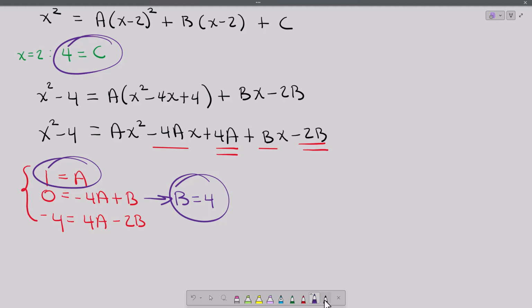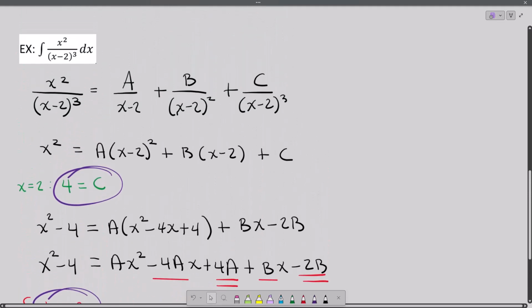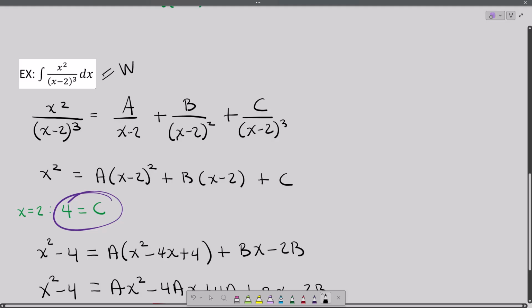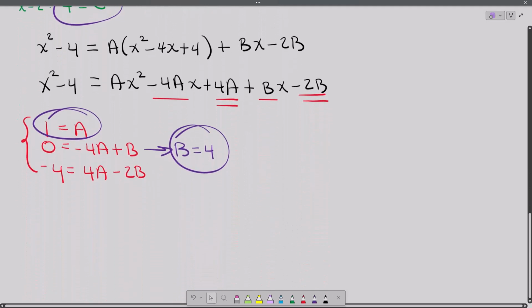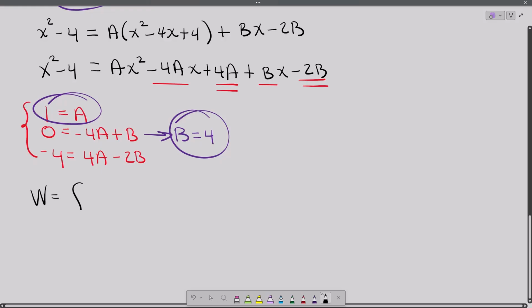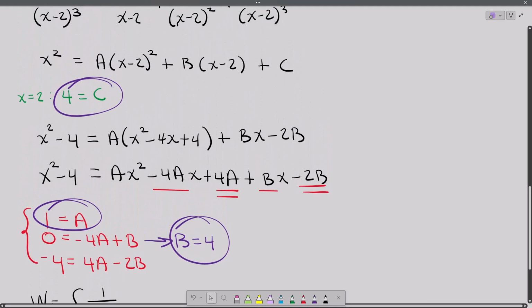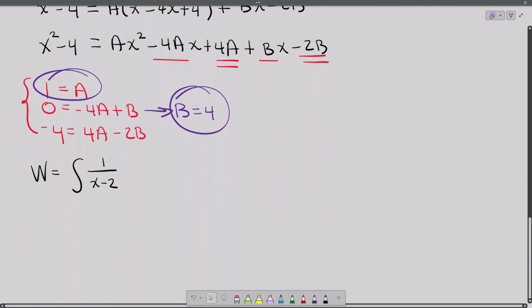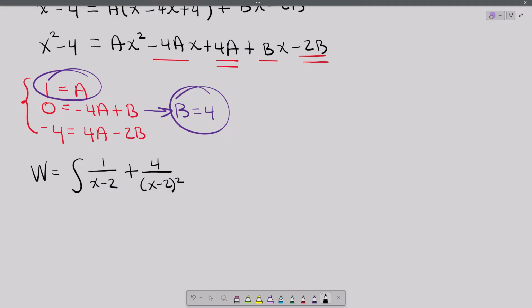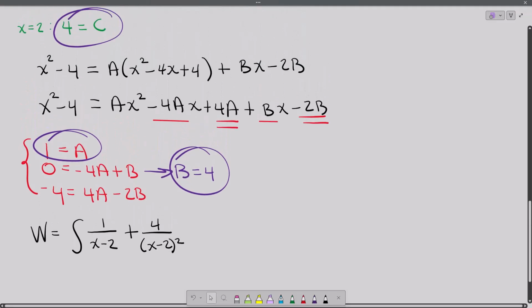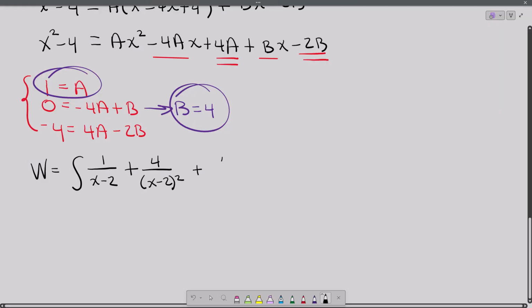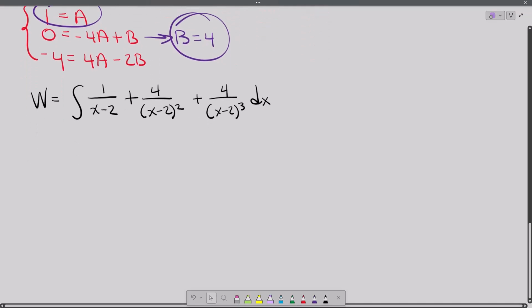So our original integral up here, call it W, call it whatever you want, W is going to be A over x minus 2. A, we found to be 1, over x minus 2. And then we have 4 over x minus 2 squared. And then let's see, we have A and B. What was C? C is positive 4 also. So then 4 over x minus 2 cubed. So that's where we're at.